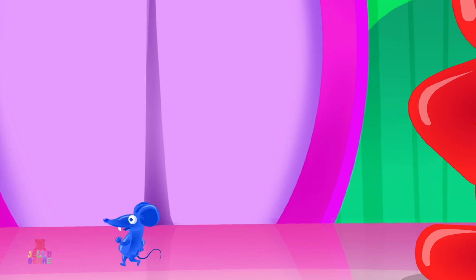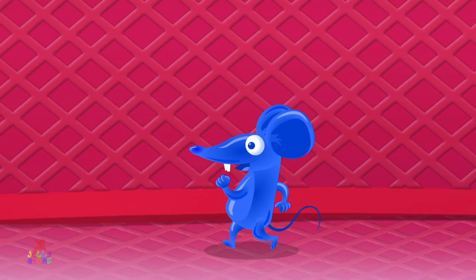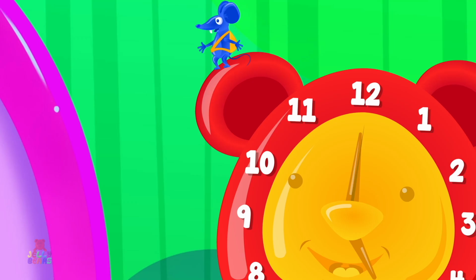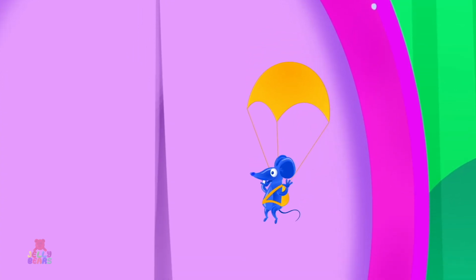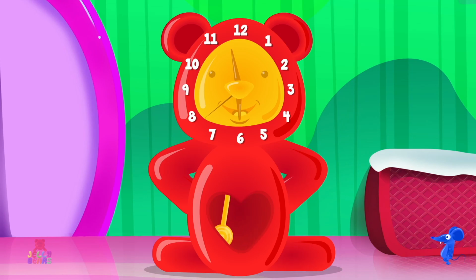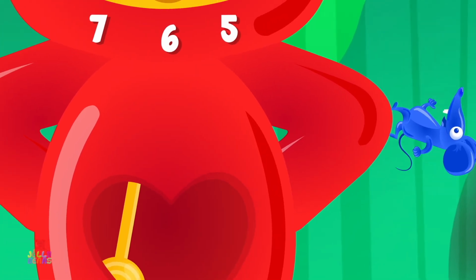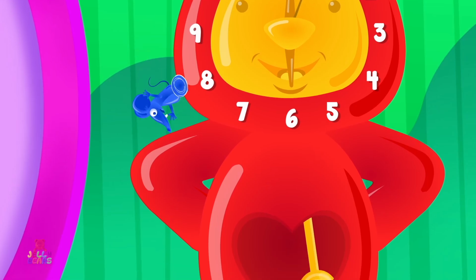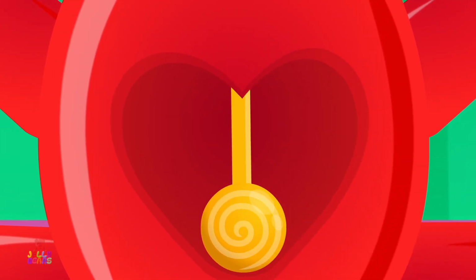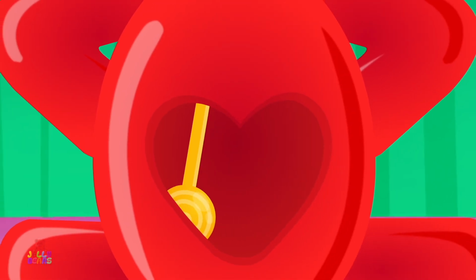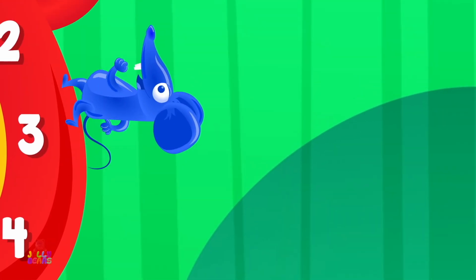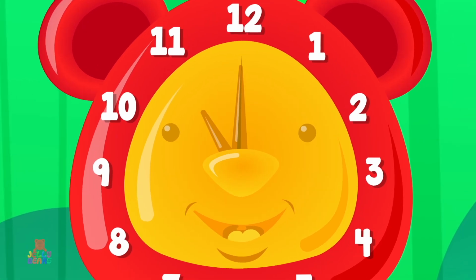Hickory dickory dock. The mouse ran up the clock. The clock struck five, the mouse took a dive. Hickory dickory dock. The mouse ran up the clock. The clock struck six, that mouse he split. Hickory dickory dock. Tick tock tick. Hickory dickory dock. The mouse ran up the clock. The clock struck 7, 8, 9, 10, 11.